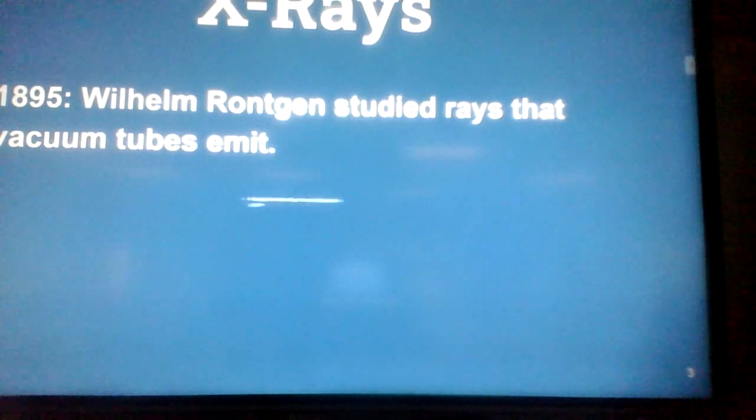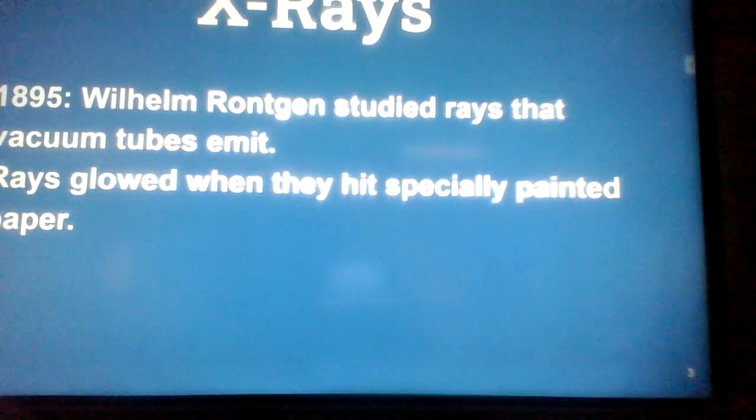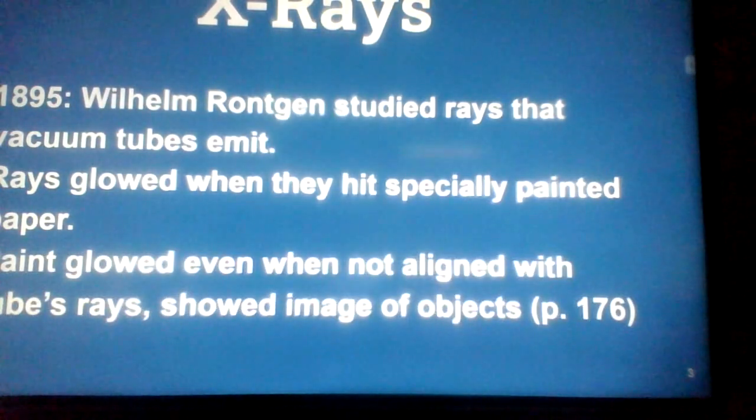Well, in 1895, nobody knew very much about vacuum tubes, but this guy, Wilhelm Röntgen, he started to study these things. He noticed that many of the rays that came out of the vacuum tube glowed, light rays. They glowed when they hit specially painted paper. How he thought to do this, I have no idea, but he did. So these rays glowed when they hit specially painted paper, and what that caused to happen is the paint on that paper glowed even when not aligned with the tube's rays. So areas around those rays were starting to show images of certain kinds of objects.